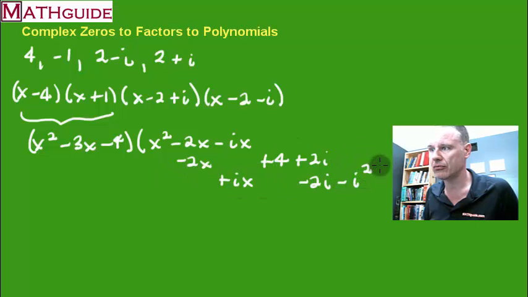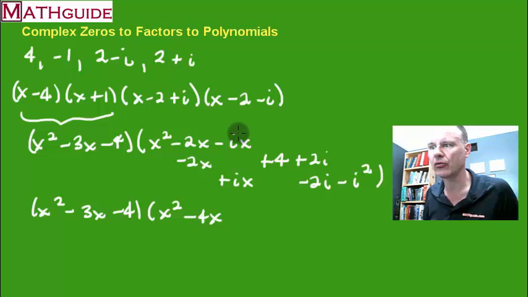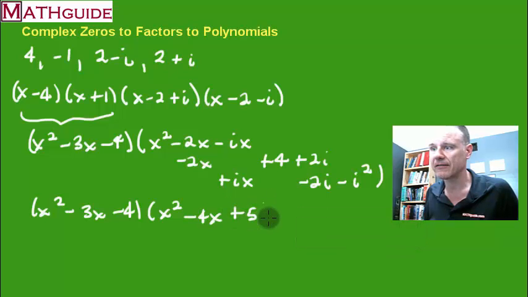Okay, so what are we going to do? We've got to clean up that mess. All right, so what do we get? Well, these two combine to get negative 4x. And see how it makes it easier when you line up the like terms when you multiply. These two cancel. These two cancel. Just remember that i squared is negative 1. So the opposite of negative 1 is positive 1. So this positive 1 plus 4 makes positive 5.